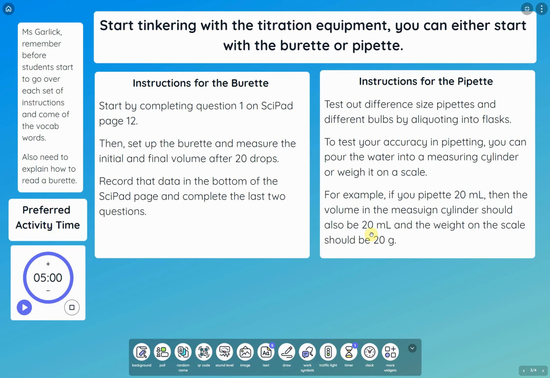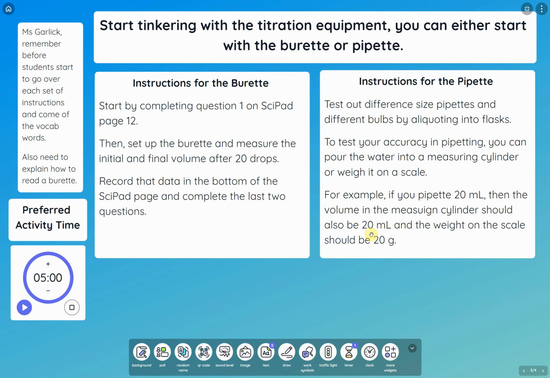The way the pipettes work is that they only measure that specific amount of liquid, and they measure it very, very accurately. What you want to do is get the water up to the line there, and that line up there is going to be the 20 mils. In order to get the water up, what you're going to be using is a bulb.